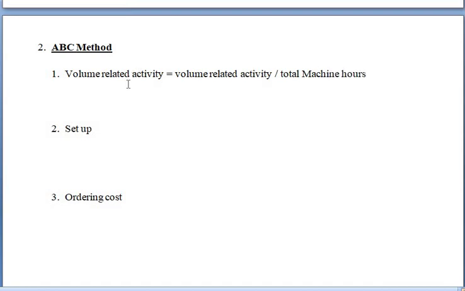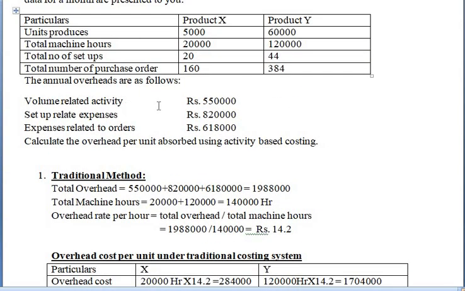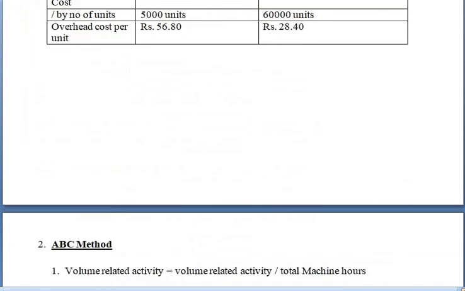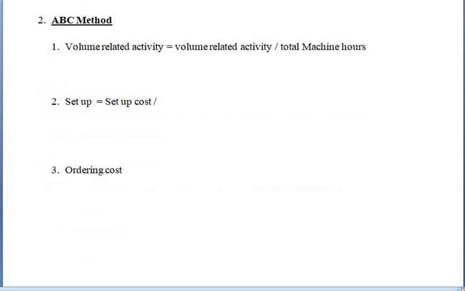Next, the second one, setup related activity. So the formula for setup related activity, setup cost divided by, what's the basis for setup cost? So your setup cost is 8,20,000. So the basis for setup cost is total number of setups. So setup cost divided by total number of setups. So this is the second activity.